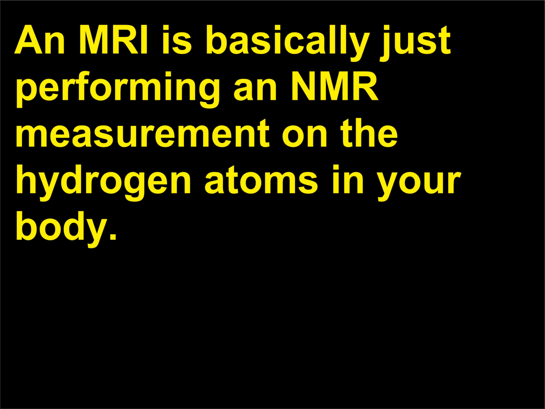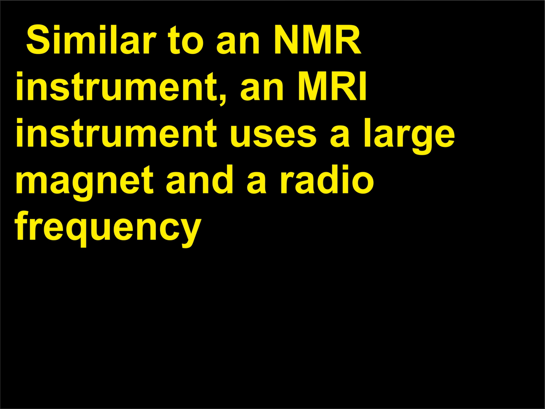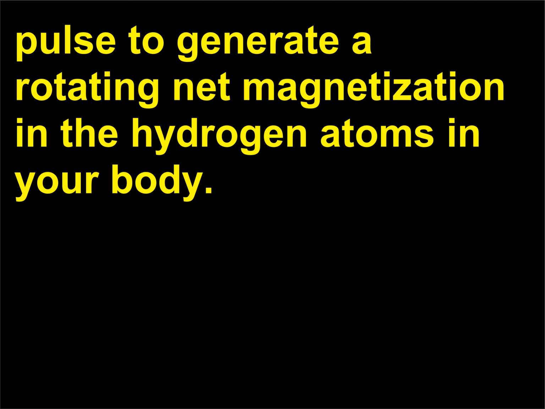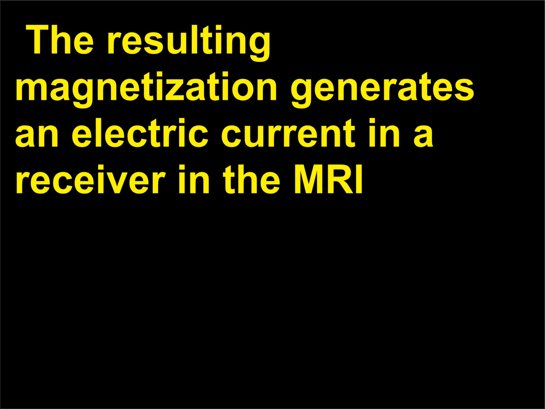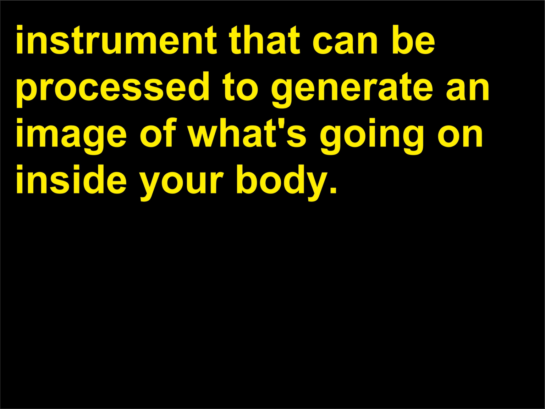An MRI is basically just performing an NMR measurement on the hydrogen atoms in your body. Similar to an NMR instrument, an MRI instrument uses a large magnet and a radio frequency pulse to generate a rotating net magnetization in the hydrogen atoms in your body. The resulting magnetization generates an electric current in a receiver in the MRI instrument that can be processed to generate an image of what's going on inside your body.